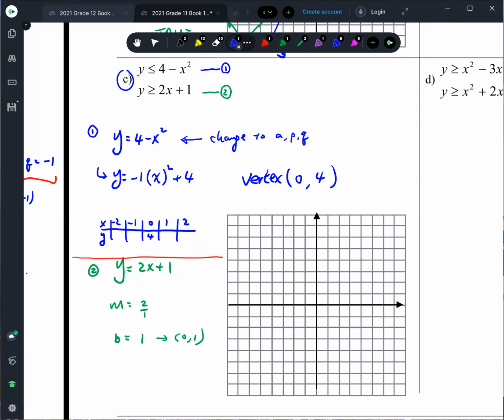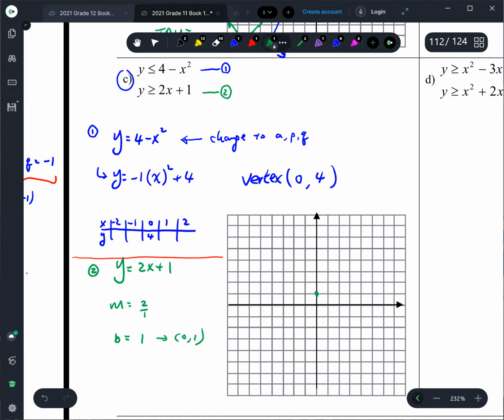Now graph the green line. My brain is like laggy. One second. Okay. 0, 1, up to the right 1, up to the right 1.